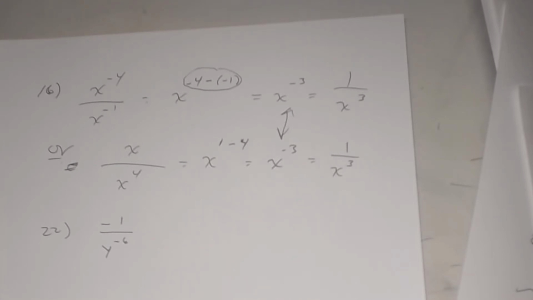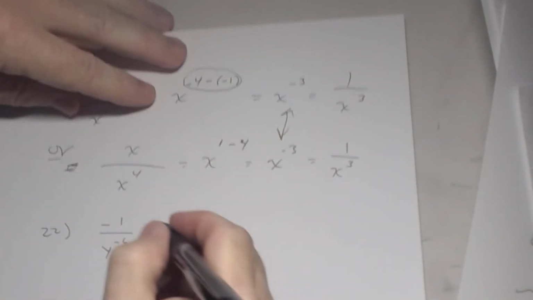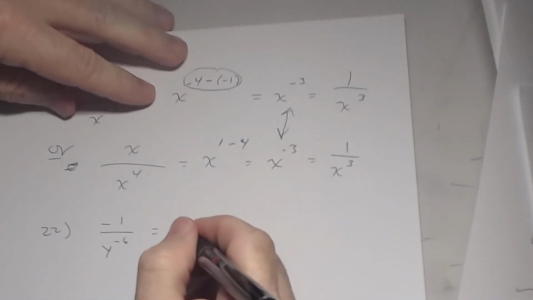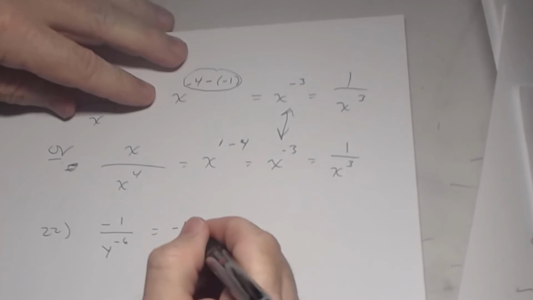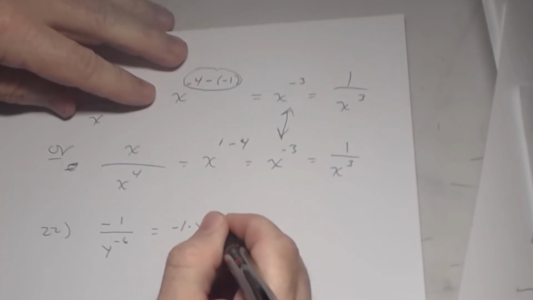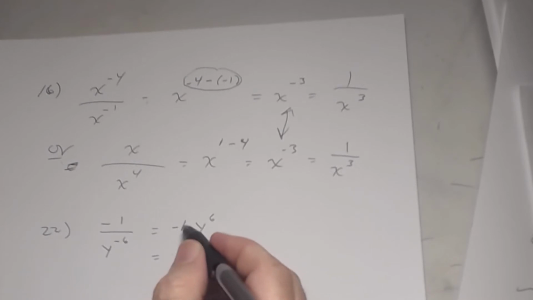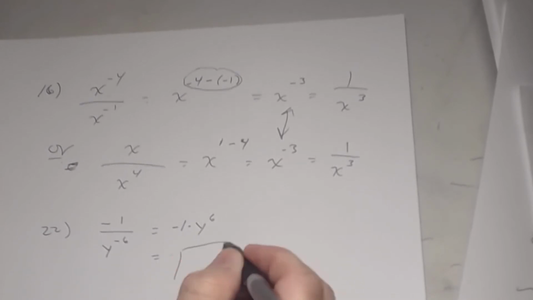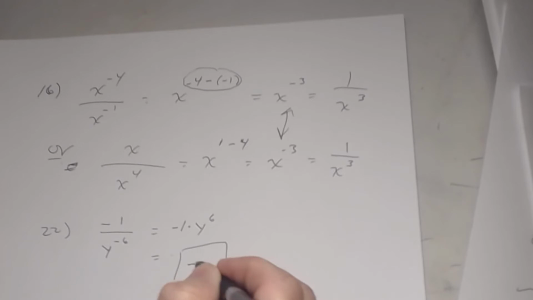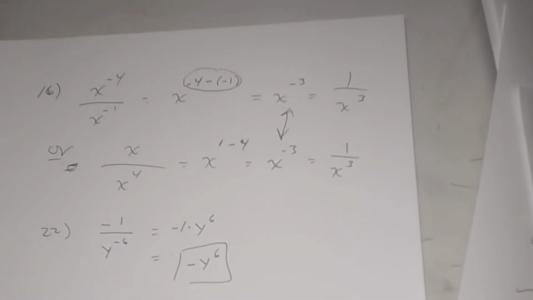All right, do you have any negative exponents? Yes. So make it positive. Where are you going to put it? There. So first of all, what numbers are in the numerator? So that's negative 1 times y to the 6. Since the coefficient is negative 1, you can just rewrite it as what? Negative y to the 6. All right. So that's 22.